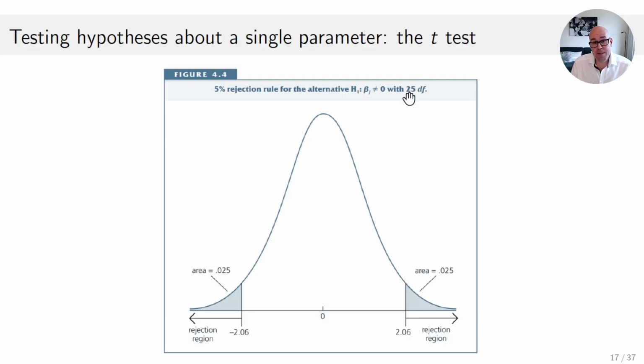With 25 degrees of freedom, what I need to look up is the 97.5th percentile of the t-distribution. That is 2.06. It's symmetric, so the 2.5th percentile is minus 2.06, and then I'm calculating my test statistic. And if it's further away from 0 than 2.06, either here or here, then I'm gonna reject the null.